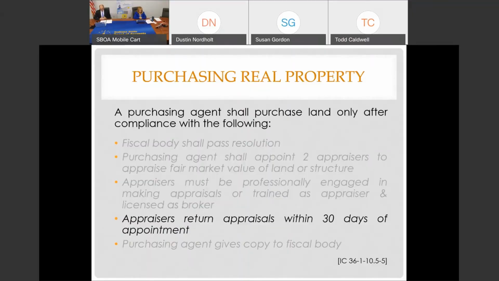The appraisers shall return their separate appraisals within 30 days after the date of their appointment. And although it's not listed on the slide, the statute requires that the purchasing agent keep the appraisals on file for 5 years. And finally, the purchasing agent gives both appraisals to the fiscal body.